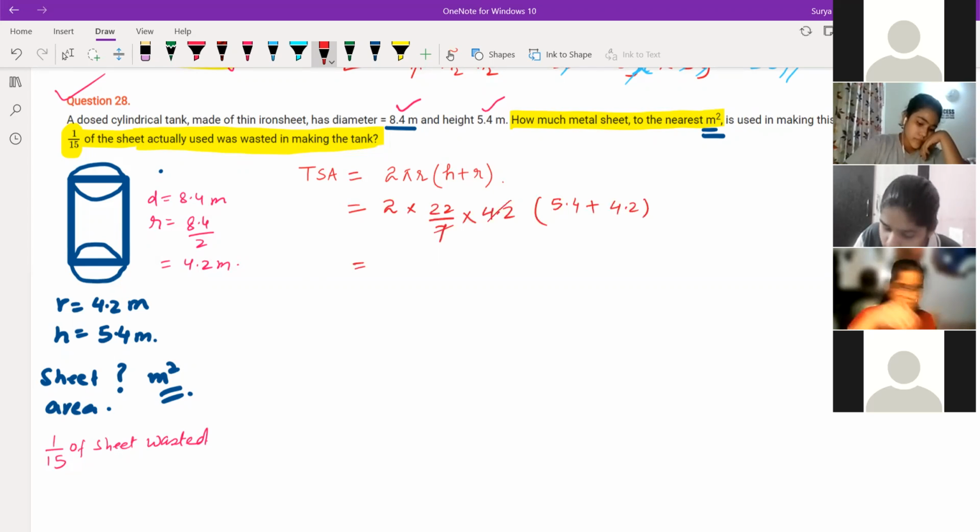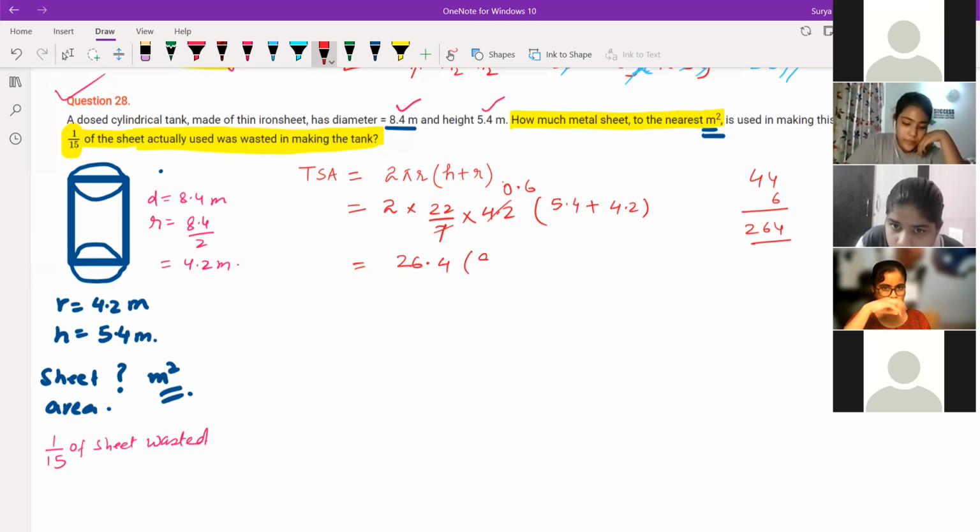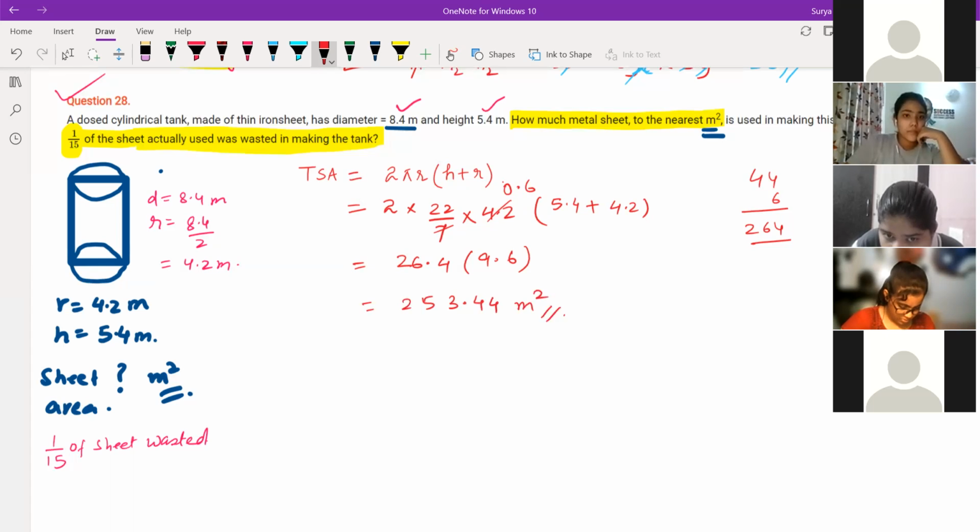So 7 6s are 42, means 0.6. 22 into 2 is 44. 44 into 6, if you do, you'll get 264, right? Multiply by 9.6. You multiply and just get the answer. How much do you get? That is 253.44. You are getting 253.44. Anyone having doubt in total surface area?